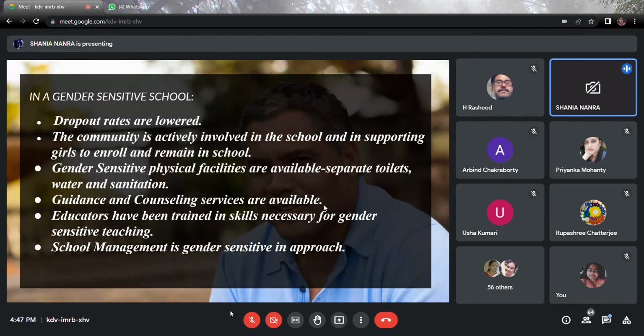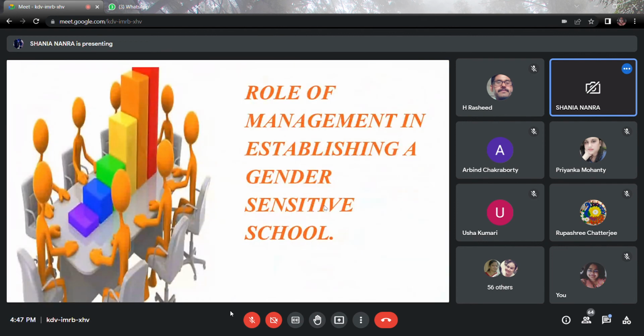Gender-sensitive physical facilities are available: separate toilets, water and sanitation, guidance and counseling services, where at least the child can go and speak out rather than just suppressing the emotion. Educators have been trained in skills necessary for gender-sensitive teaching. School management and gender-sensitive approach. Role of management in establishing a gender-sensitive school. This is very important.